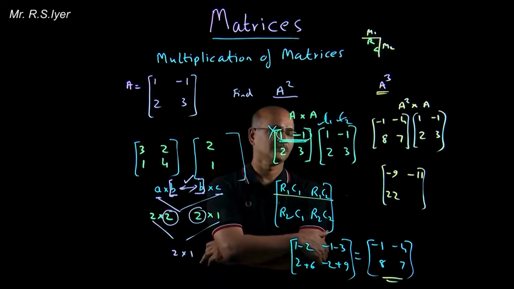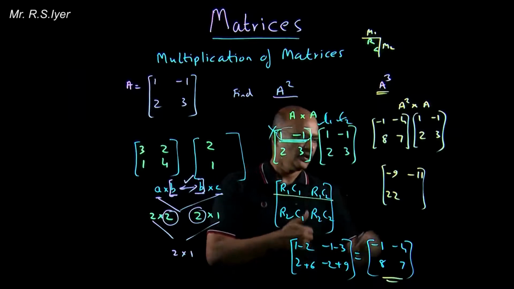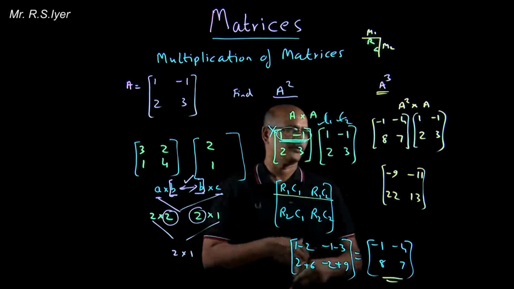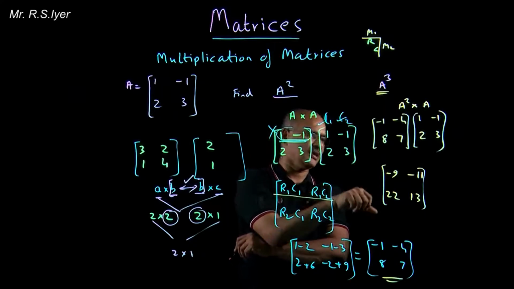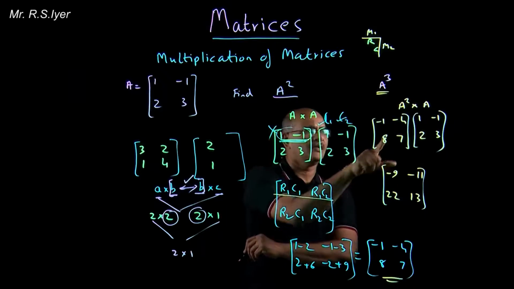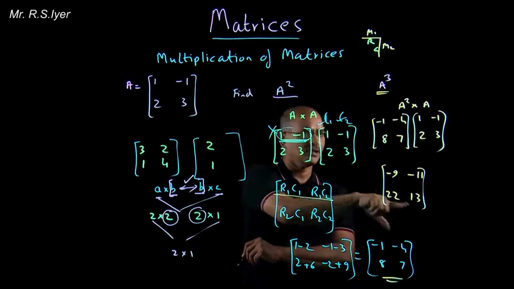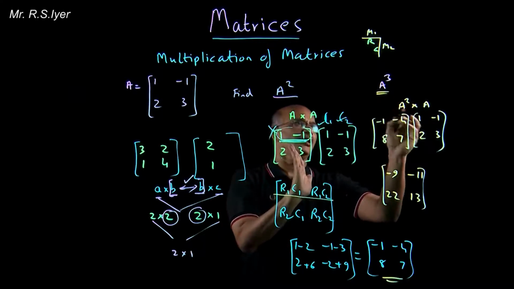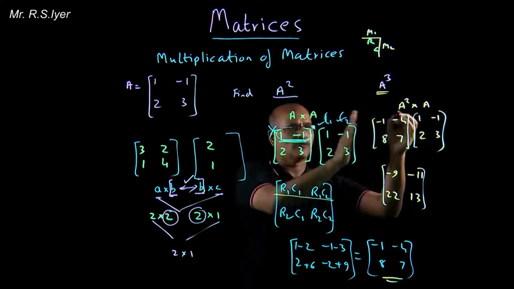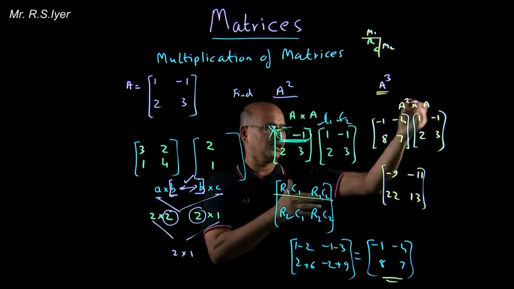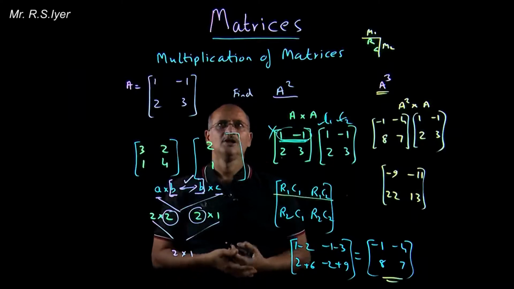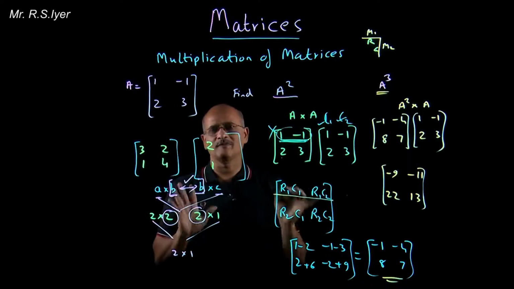21 minus 8 is 13, right? So 13 will come up here. So this is what you have to understand here. 21 minus 8 is 13. So basically when I am doing a cube, it is a square into a. First I already got a square, so I am utilizing this a square over here, and a square into a, I am getting the solution. So basically this is what is multiplication of matrices.